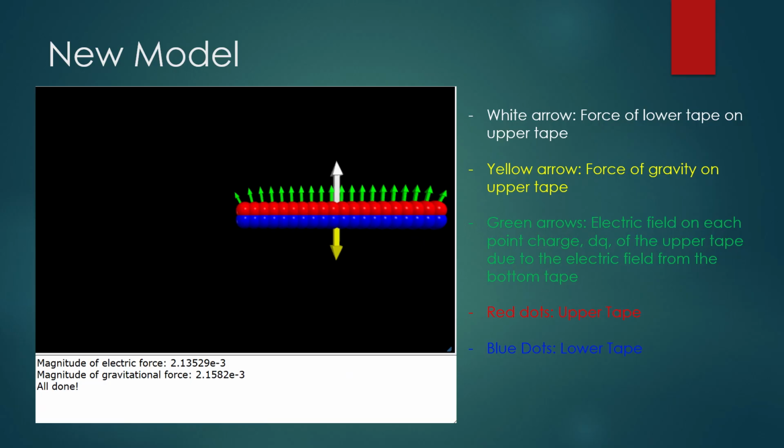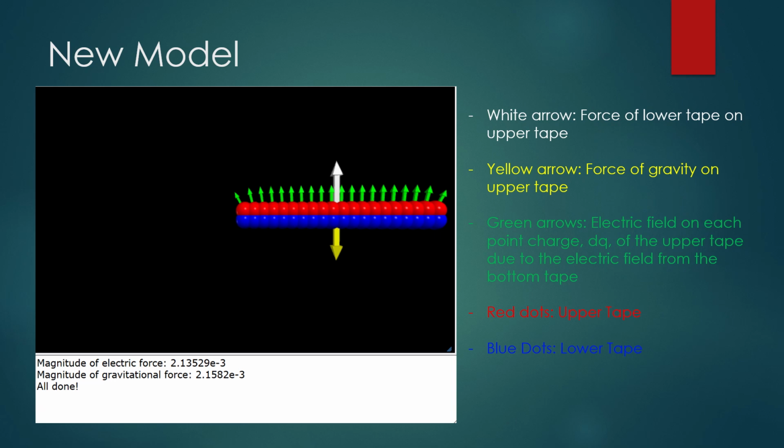The new model is completely different. It tries to estimate the pieces of tape as a series of individual point charges. And of course, we can't use integration because we can't take an infinite number of discrete charges, but we use a large number of discrete charges, and this better models what's actually happening between the two pieces of tape. The white arrow is the force of the lower tape on the upper tape, the electric force. The yellow arrow is the force of gravity on the upper tape. The green arrows are the electric fields on each point charge, dq, on the upper tape due to the electric field from the bottom tape.